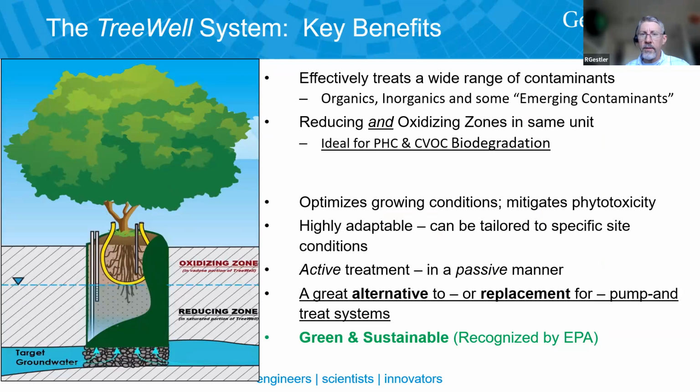So some of the key benefits of taking this approach, it allows us to target a very wide range of contaminants, both organic, inorganic, and even some contaminants of emerging concern, especially 1,4-dioxane. Critically, one of the benefits of this approach, and you can see this in the figure on the left, we have both an oxidizing and a reducing zone within the same unit.